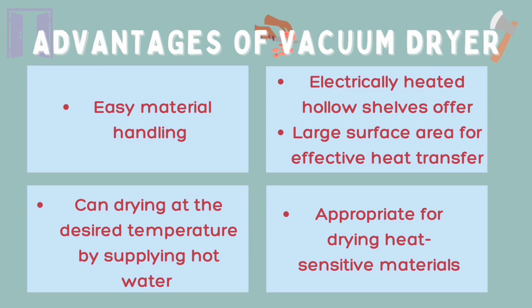Next, we'll be discussing the advantages of vacuum drying equipment and how these benefits can make a meaningful impact. First and foremost, this vacuum dryer offers easy material handling. And the vacuum dryer also has electrically heated hollow shelves over a large surface area for effective heat transfer. Vacuum dryer also can dry at the desired temperature by supplying hot water. Last but not least, this vacuum dryer is appropriate for drying heat-sensitive materials.